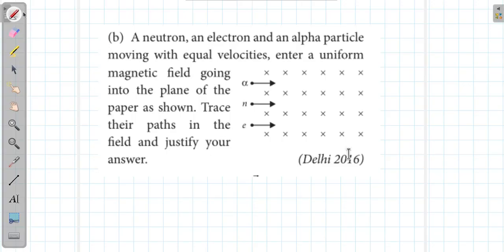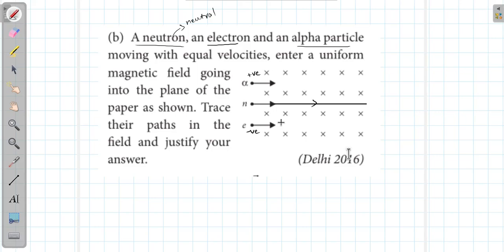See, for this question, again we have to go for the equation. The neutron we know is neutral, so it is not deflected. It will go in the same direction and will not get any deviation. But the radius as well as the direction of the other particles, we have to understand. The alpha particle is a positive charge. The electron is a negative charge. As I told you, here you again go for the right-hand palm rule.